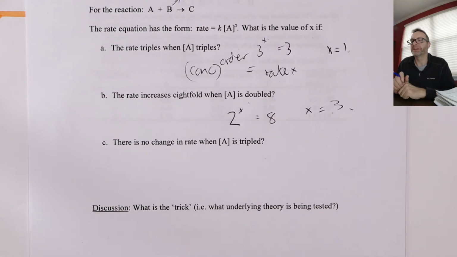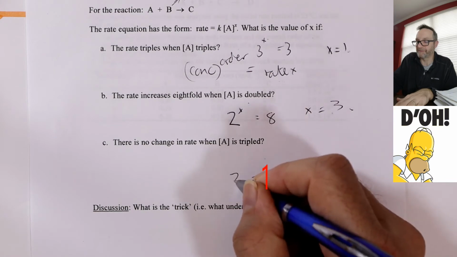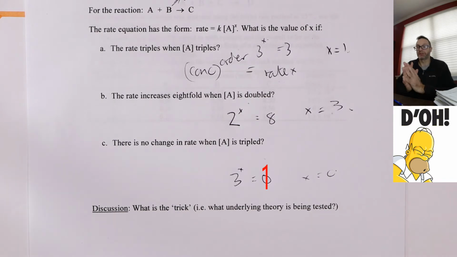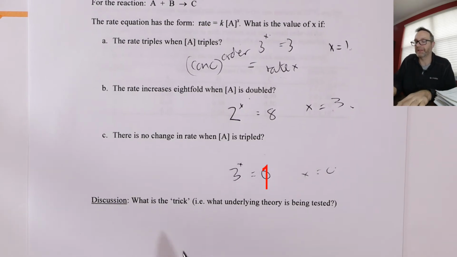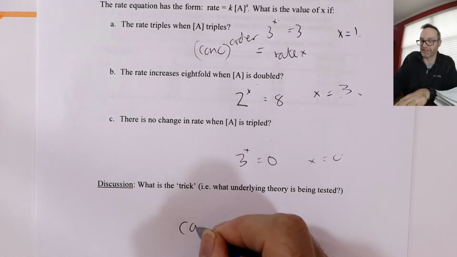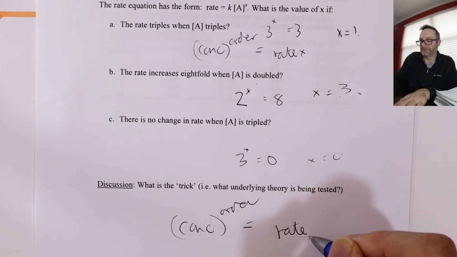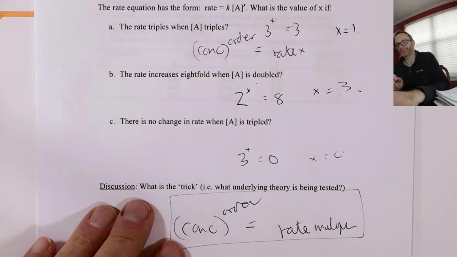Last one. There is no change in rate when it's tripled. No change in rate, so the rate was 0 and this one was tripled. x equals 0. Zero order. If you don't see a change in rate, it's always zero order. If you see a proportional change, it's first order. If you see a squaring, it's second order. What trick was being tested? Well, it was this: concentration to the order equals rate multiplier. That's what's being tested.